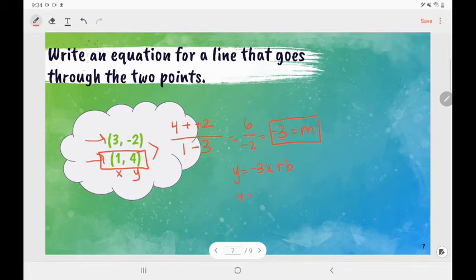So 4 is equal to -3 times 1 plus b, and solve. -3 plus b equals 4, plus 3 plus 3. 4 plus 3 is 7. b equals 7. So what did I just find out? I just found out that my y-intercept is 7. So let's go ahead and write our final equation. And I can do that because I have my m and my b. y equals -3x plus 7. And that is my final answer.